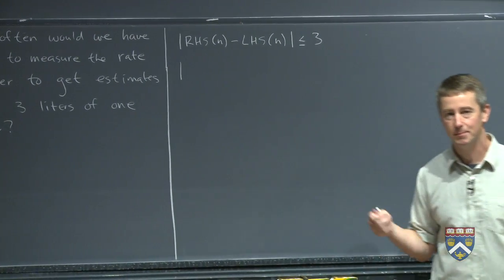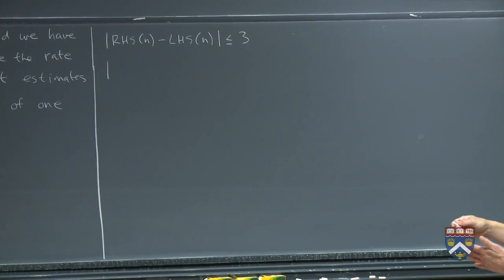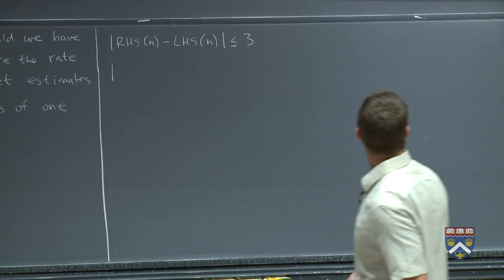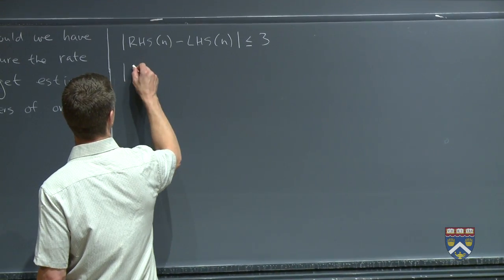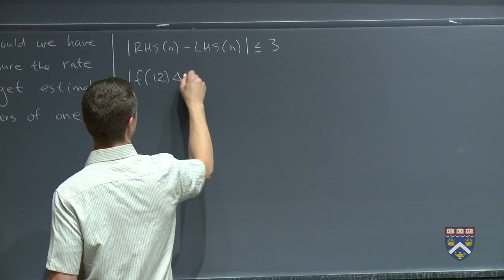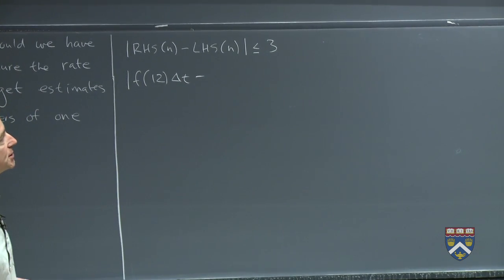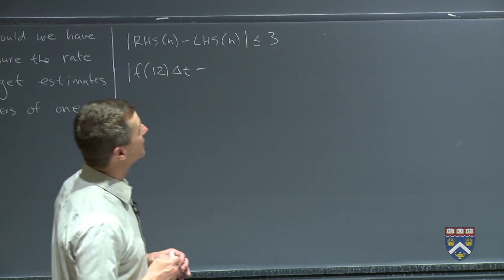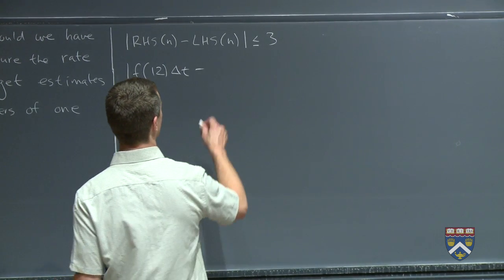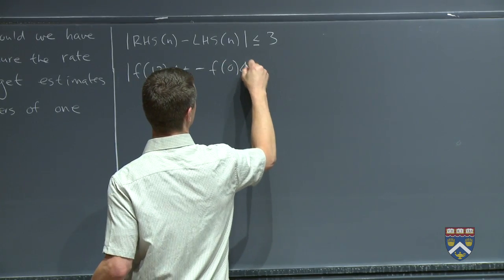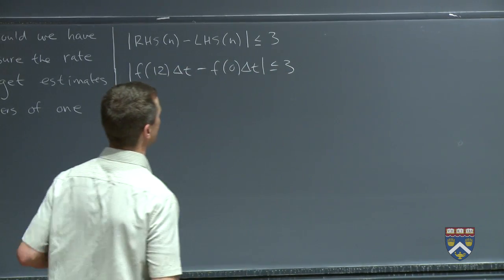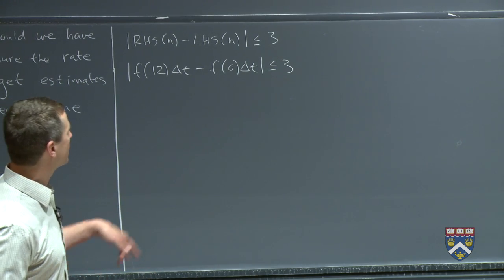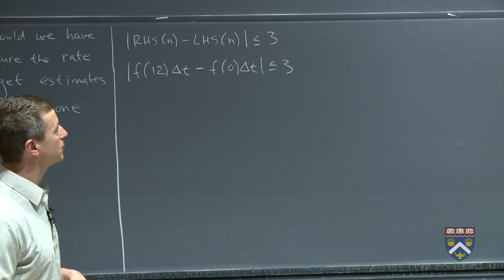So what's going to happen when we subtract the left-hand sum from the right-hand sum? This is why we made the comment before that most of the terms cancel. The term that's going to be in the right-hand sum that's not going to be in the left-hand sum is going to be f of 12 times delta t. That's the only term that was in the right-hand sum that wasn't in the left-hand sum. And the only term that was in the left-hand sum that wasn't in the right-hand sum was the f of 0 term. And remember, we don't know what this delta t is. We're going to make it smaller so that this answer ends up being less than or equal to 3.